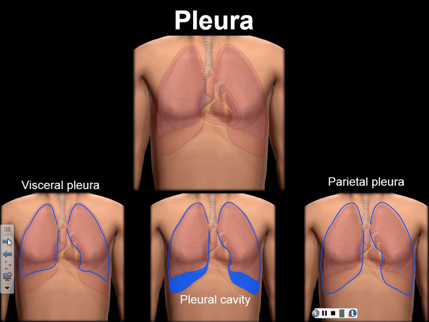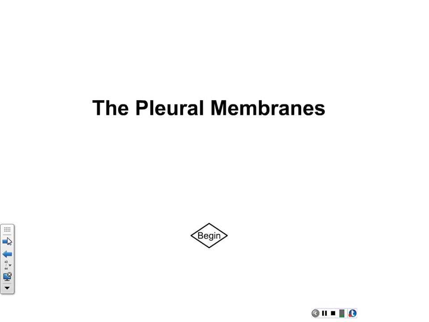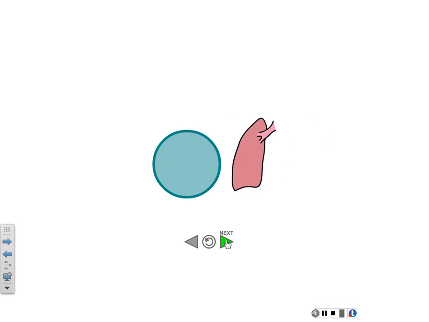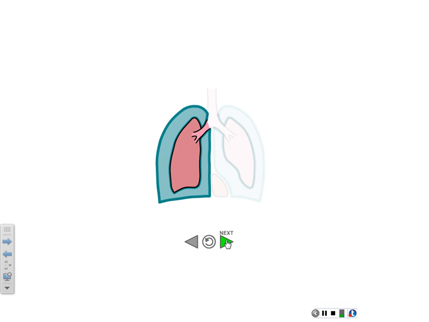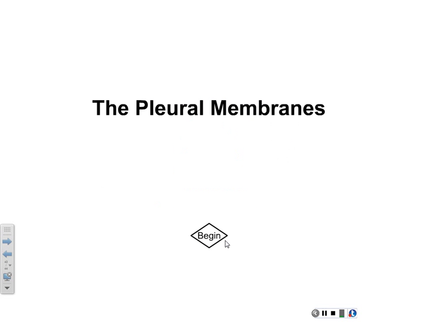And then, of course, these are them with the pleural fluid in the middle. Okay, you see that? And then again a diagram showing the pleural membranes. Of course, look at that. It gets filled in. There you are. And then you've got the fluid and the visceral and the parietal layers.